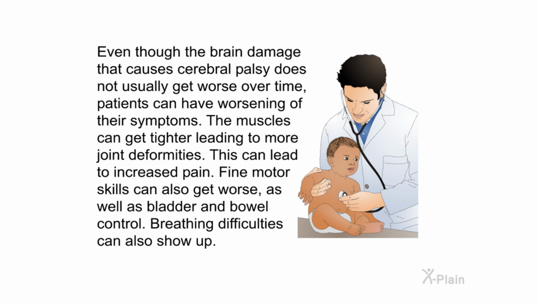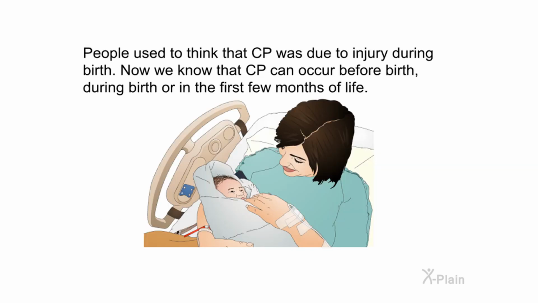Even though the brain damage that causes cerebral palsy does not usually get worse over time, patients can have worsening of their symptoms. The muscles can get tighter, leading to more joint deformities. This can lead to increased pain. Fine motor skills can also get worse, as well as bladder and bowel control. Breathing difficulties can also show up. People used to think that CP was due to injury during birth. Now we know that CP can occur before birth, during birth, or in the first few months of life.